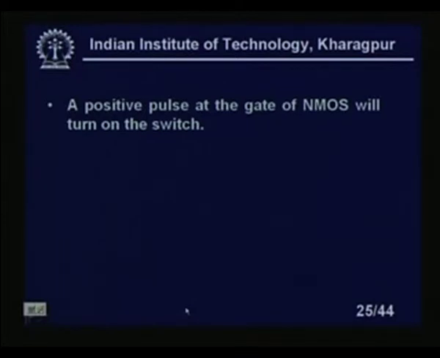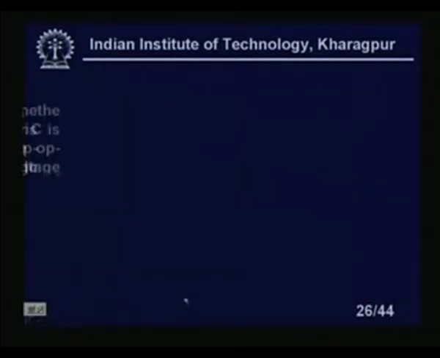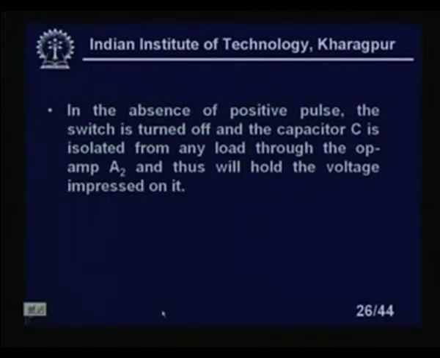Now, if I assume it is an NMOS, at the gate I have to give a positive pulse or control voltage. If I use a PMOS, I have to give a negative signal at the gate. The holding capacitor C will charge to the instantaneous value of the input voltage with a time constant of R0 plus RDS on multiplied by C. The time constant basically means R into C. Here R0 is very small, the output resistance of the input op amp A1, which has a very low output impedance. RDS on is the on resistance of the MOSFET. In the absence of the positive pulse, the switch is turned off and the capacitor is isolated from any load through the op amp A2, and thus will hold the voltage impressed on it.